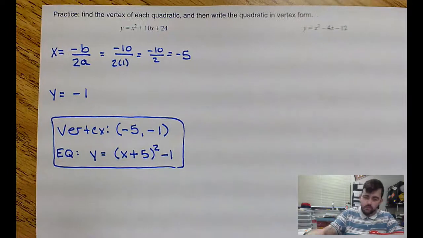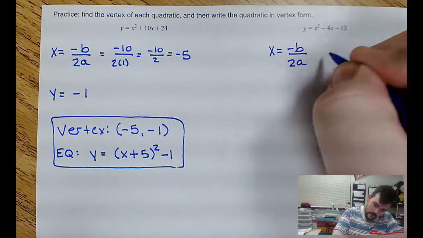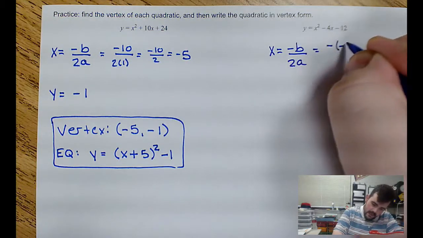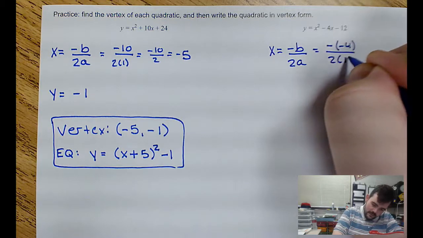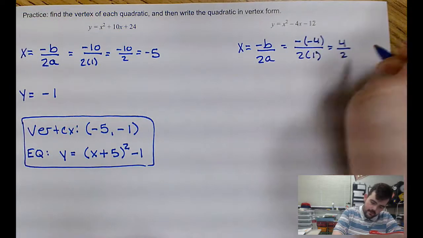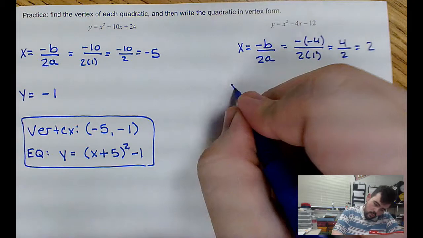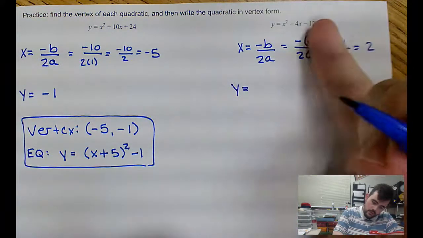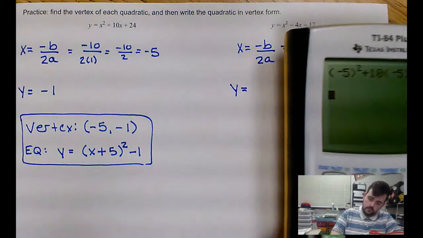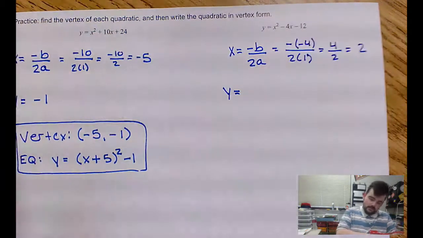Your second example, x equals negative b over 2a. That would be negative negative 4 over 2 times 1. Negative negative 4 is just 4 over 2, which gives me 2. Okay? The y-coordinate, just plug 2 back into all of this. So, 2 squared minus 4 times 2 minus 12. You get negative 16.